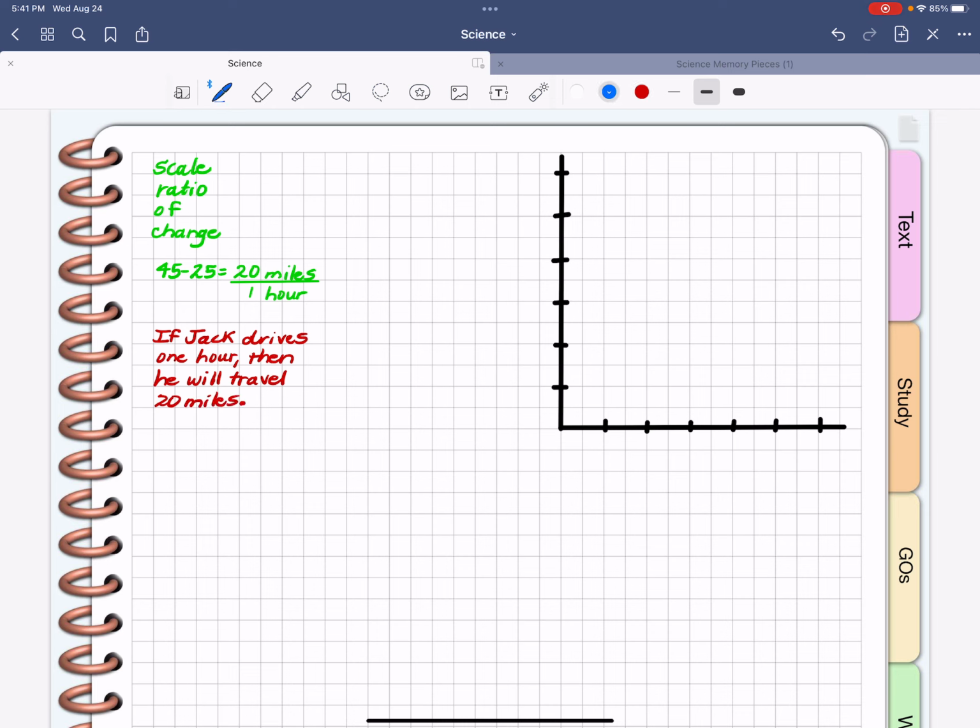Okay, that can translate simply, not simply, but it can translate into one of these tables. And the more you draw these, the more comfortable you get with the components of them. The independent, the input, is X. And in this case, X is total driving time. So it's time. The dependent is Y. And it is going to be distance.